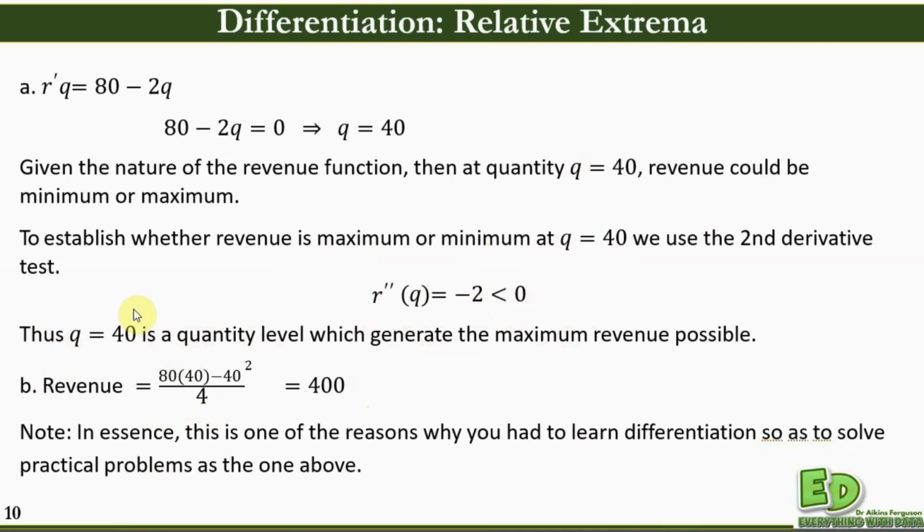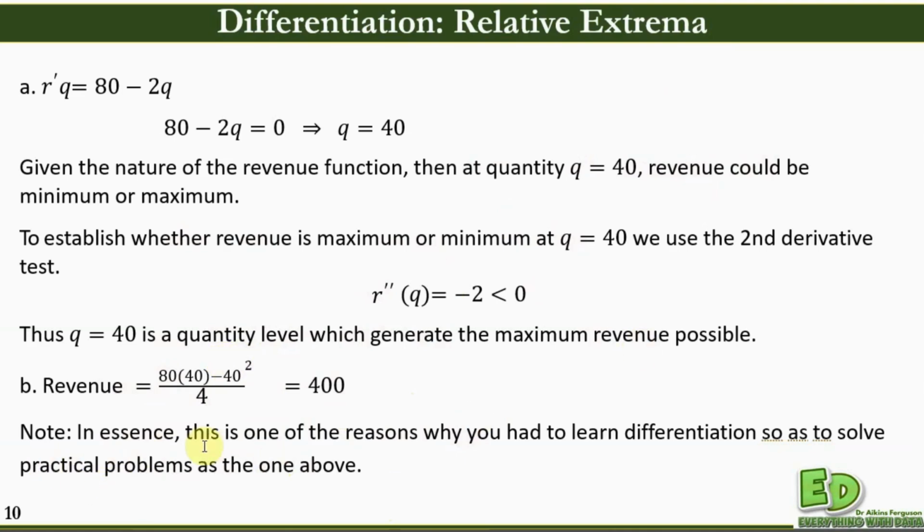Revenue is equal to what? The total revenue function is 80Q minus Q squared all over 4. That's the revenue function. To get the maximum revenue, we just substitute the 40 in place of Q. We have a maximum revenue of 400. In this sense, it means that if we produce 40 units or 40 products, right, we are going to attain the highest or the maximum revenue of $400 or 400 Ghana cedis.